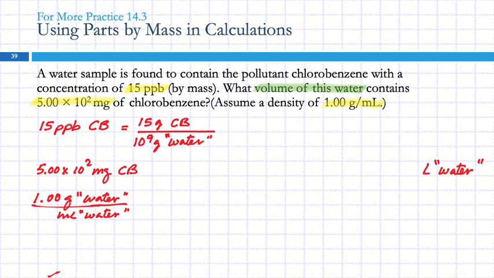So what number am I starting with? 15? 5 times 10 to the 2, or 1? I'm going to start with that 5 times 10 to the 2 because there's nothing else I can do with it. It's not a conversion factor. It just kind of is what it is. So I'm trying to get from milligrams of chlorobenzene to liters of water. I have to figure out how I can get there.